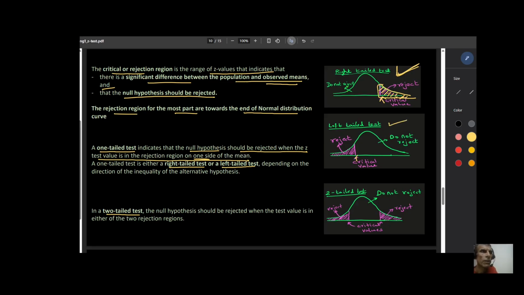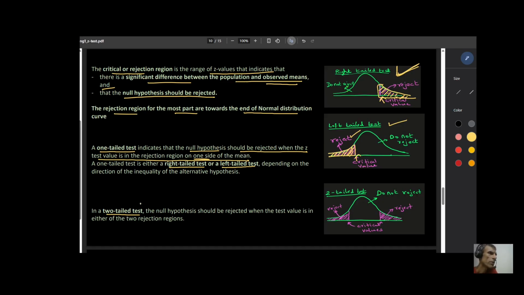This is your critical value. It determines the boundary for your rejection region. Now, if your z value lies in this area, then you reject your null hypothesis. Otherwise, you do not reject it.